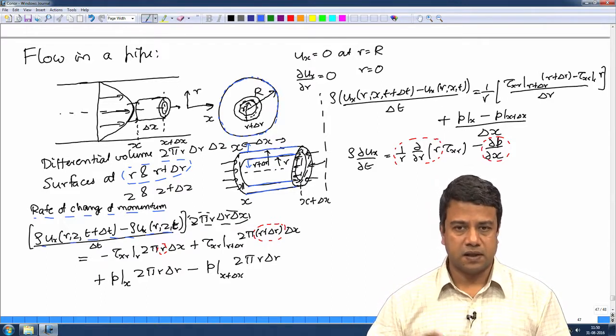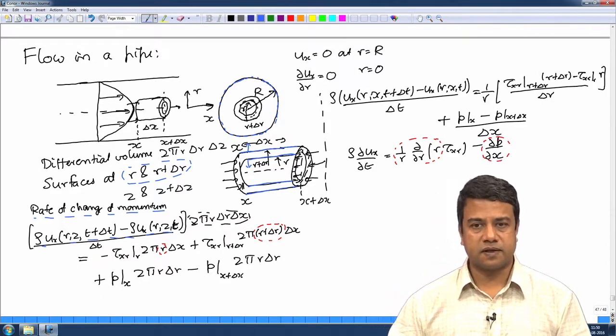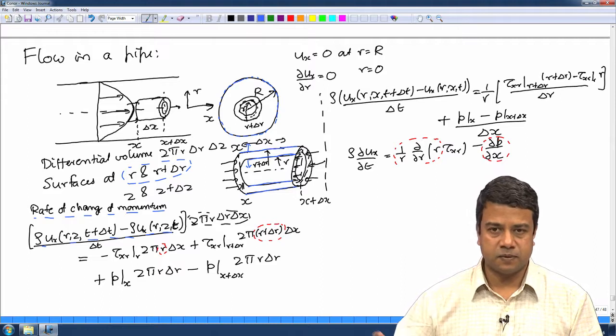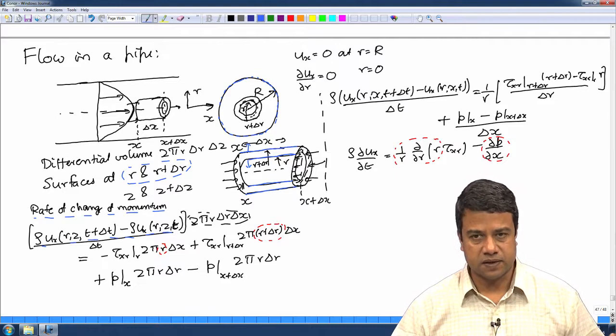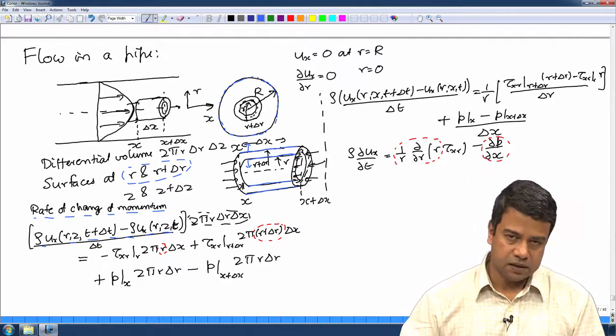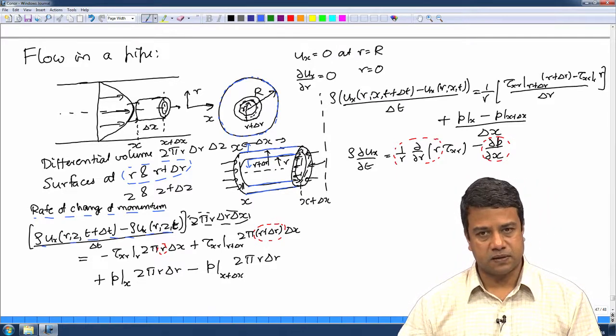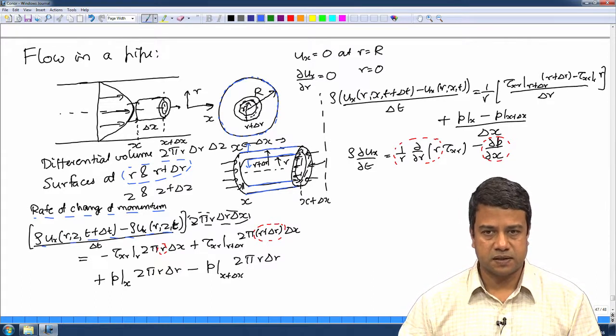At these surfaces there is of course a flux of momentum coming in and a flux of momentum going out. So, there is momentum coming in through the surface because the fluid velocity is along the x direction. There is momentum leaving the surface as well on the right side because the velocity is in the x direction.